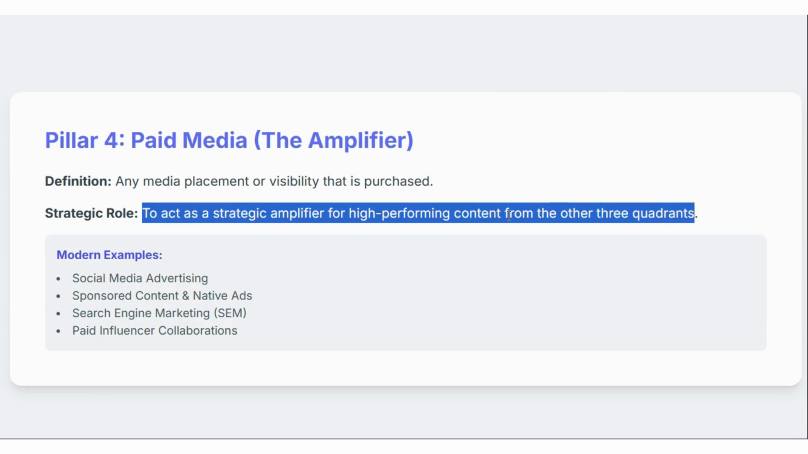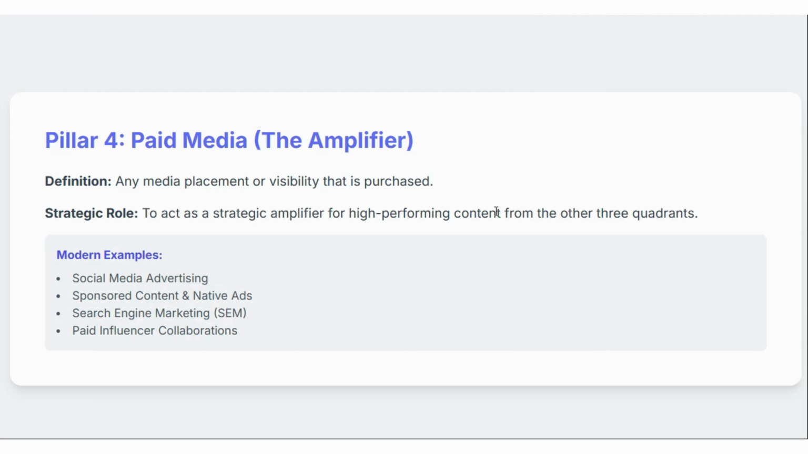It can cost you a lot. You find the best high-performing content on other pillars and pay to promote them effectively. And there are many options here: social media advertising, sponsored content, native ads, search engine marketing, paid influencer collaborations, anything. If you pay, you will find a way to have a paid media category for your PR efforts.